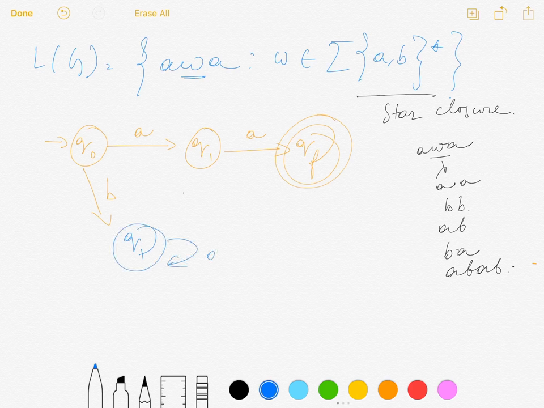And at the trap state, whether you are giving a or b, the machine will not return back. The machine will remain in the same state until and unless you reset that machine. Now consider this case.